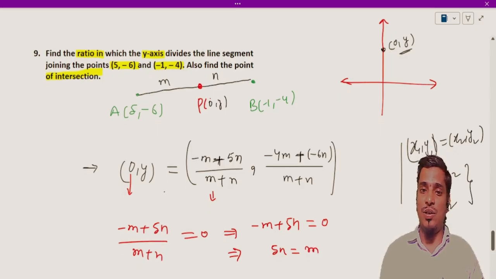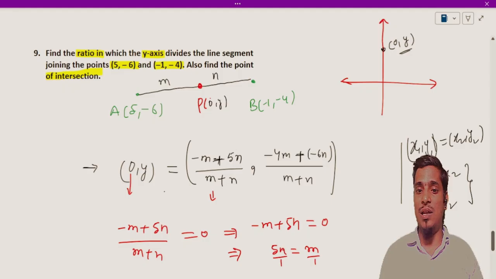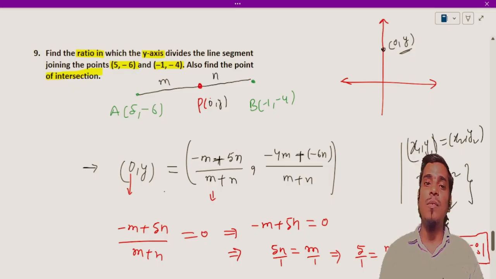We want m ratio n, so like over here denominator is 1, here denominator is 1, so this 5 and n is in multiplication. If we are shifting n to the right, it will go in the denominator, so 5 by 1 is equal to m by n. So our answer is m ratio n is equal to 5 ratio 1. I hope it is clear, right?